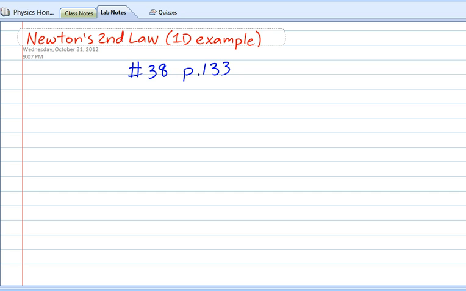It says the engine of a 1 kilogram toy plane exerts a 15 Newton forward force. If the air exerts an 8.0 Newton resistive force on the plane, what is the magnitude of the acceleration of the plane? Okay, so here's the plane. There's a wing, there's another wing, toy plane. The engine exerts a forward force of 15 newtons. So we'll call that F engine, and that's 15 newtons.